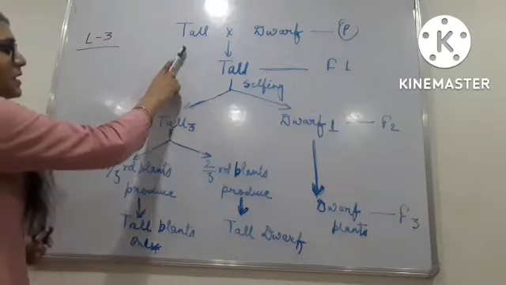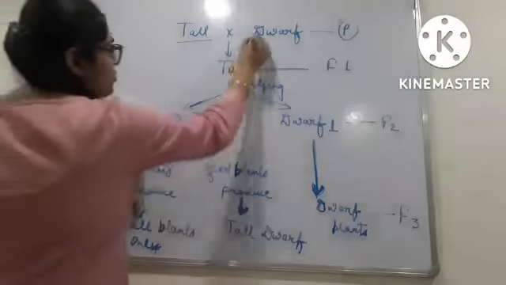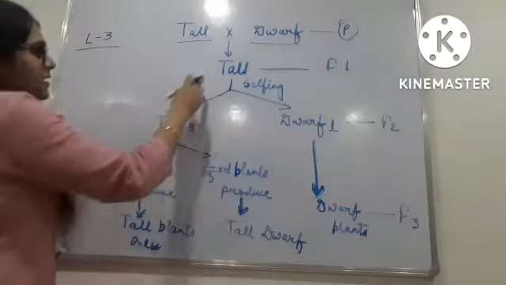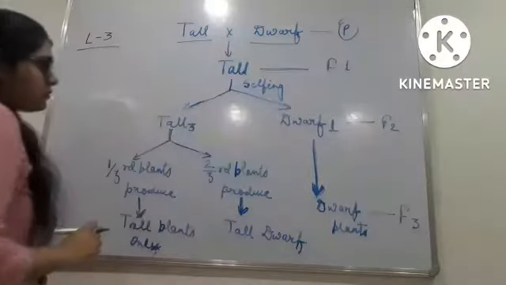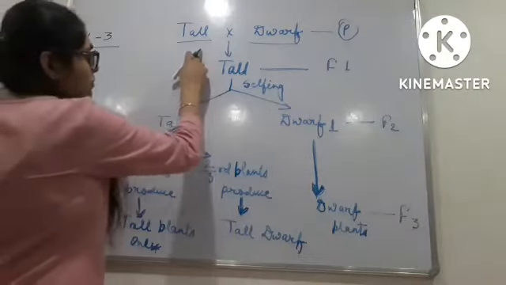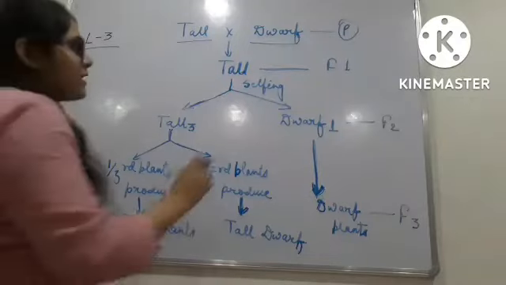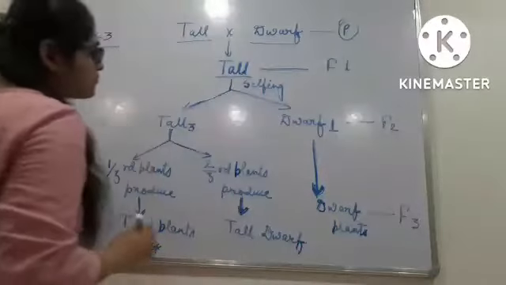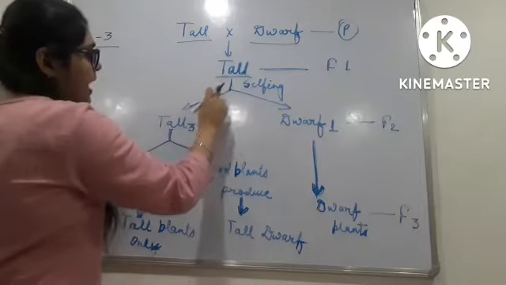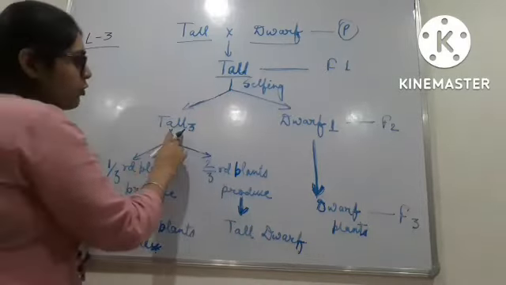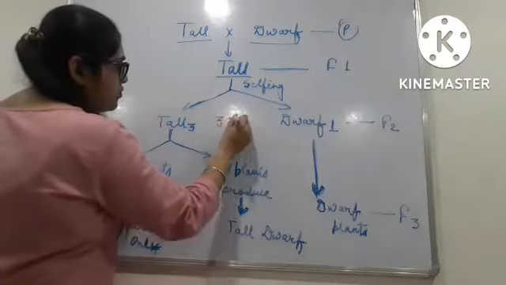seen in the last class that Mendel hybridized the true breeding tall pea plants with true breeding dwarf pea plants, and he got all plants with tall character in F1 generation. Mendel referred to this type of cross as monohybrid cross, and this is the result of monohybrid cross. After selfing the hybrid tall pea plants, he got both tall pea plants and dwarf pea plants in F2 generation in 3:1 ratio.